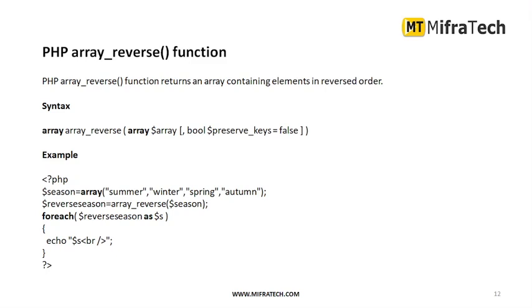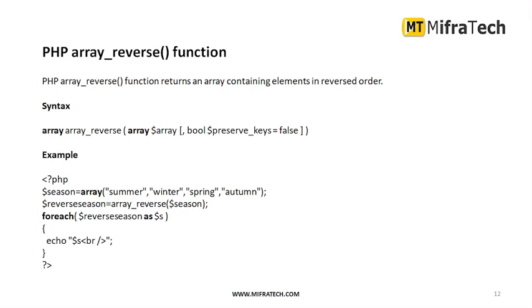PHP array_reverse. In this we can enter in a conceptual order, and we can get reversed order also. By printing a statement we can get it reversed. The PHP array_reverse function returns an array containing elements in a reversed order.